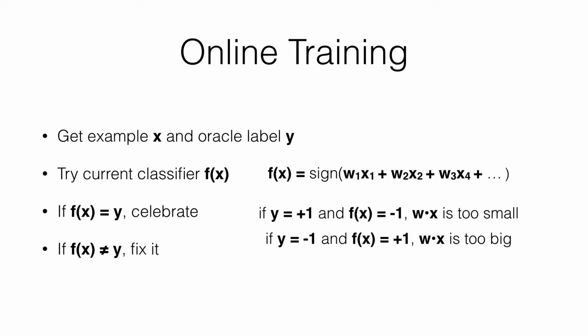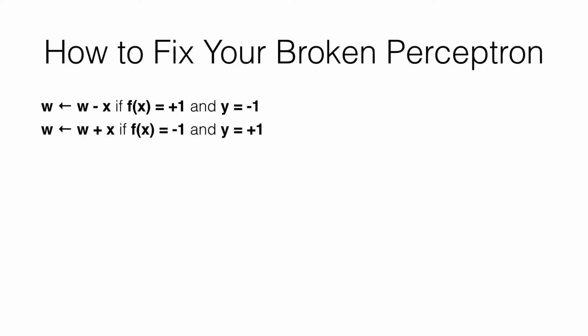Pretty straightforward. The recipe that people came up with is as follows. I'll just show you the whole thing. It's just these two cases. In the first case, you subtract x if you need to make your score smaller. In the second case, you add x if you need to make your score bigger. And just for completeness, if you are correct, you do nothing. The last step is just a null operation if you're correct.